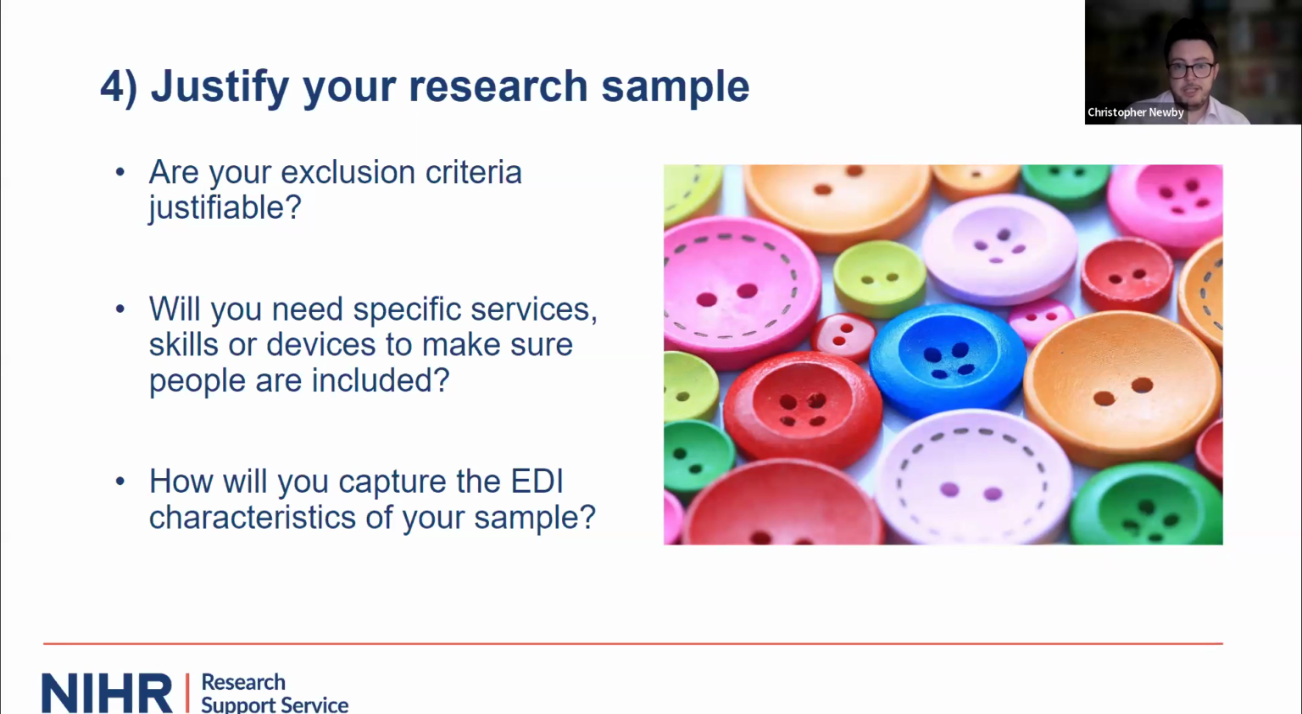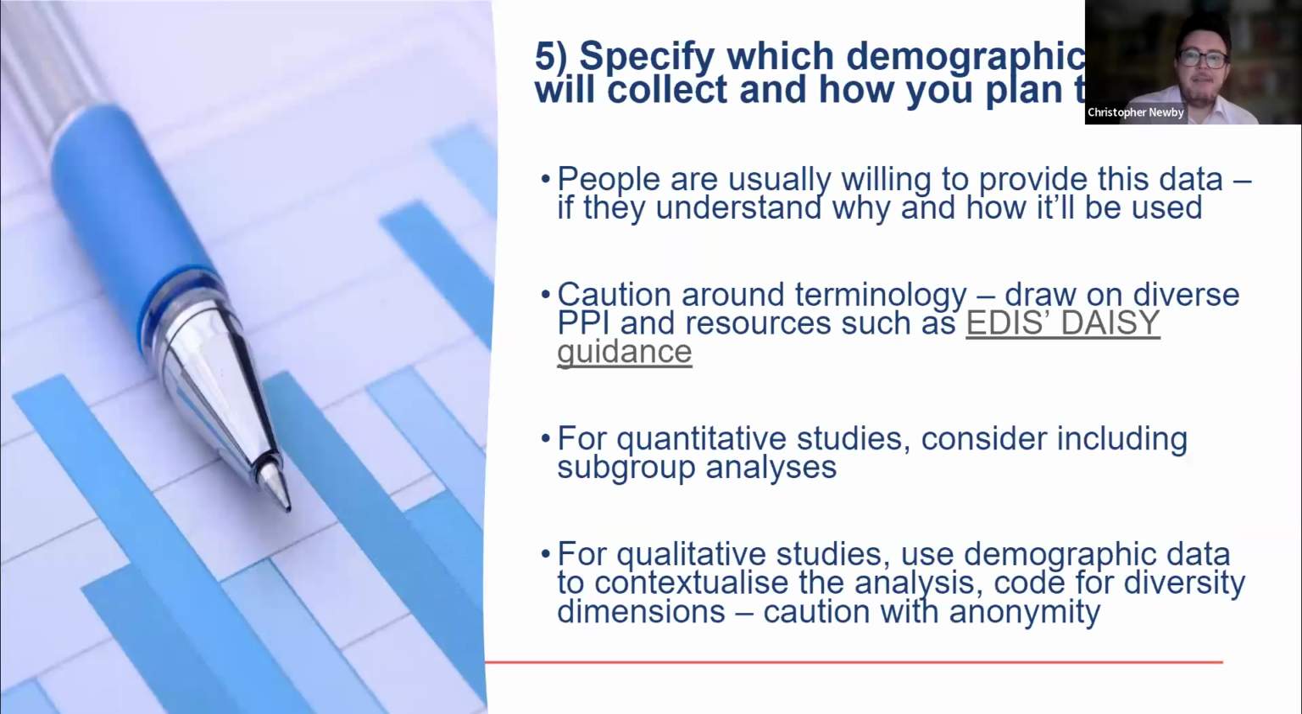And then to demonstrate your research sample, you need to collect characteristics on EDI, and how are you going to do that? And that links into our next slide. So we need to specify what demographic data we will collect and how we plan to use it. There are different ways of asking for data and different questions you can ask on each of the protected characteristics. In the toolkit, we have specific links out, and there is a lot of work going on in this in East Midlands ARC at the minute as well. But here we've got a link to the DAISY guidance, which demonstrates a way of asking around different protected characteristics. But people are usually willing to provide this data if they understand why you're collecting it.